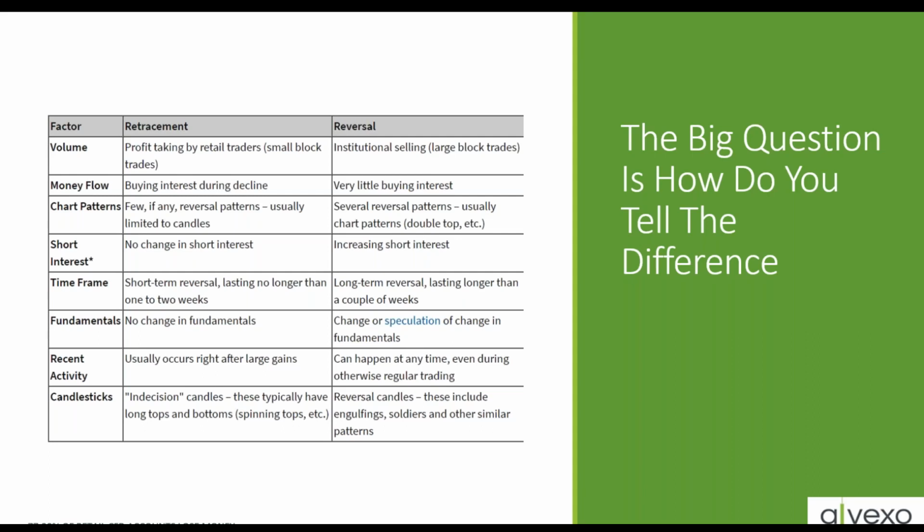Bullish and bearish engulfing help. Indecision candles combined with support and resistance levels will give you some interest. Short interest changes, we don't even see it in our type of trading. Time frames we don't see. Fundamentals. Change in fundamentals doesn't really tell us whether we have a retracement or reversal.